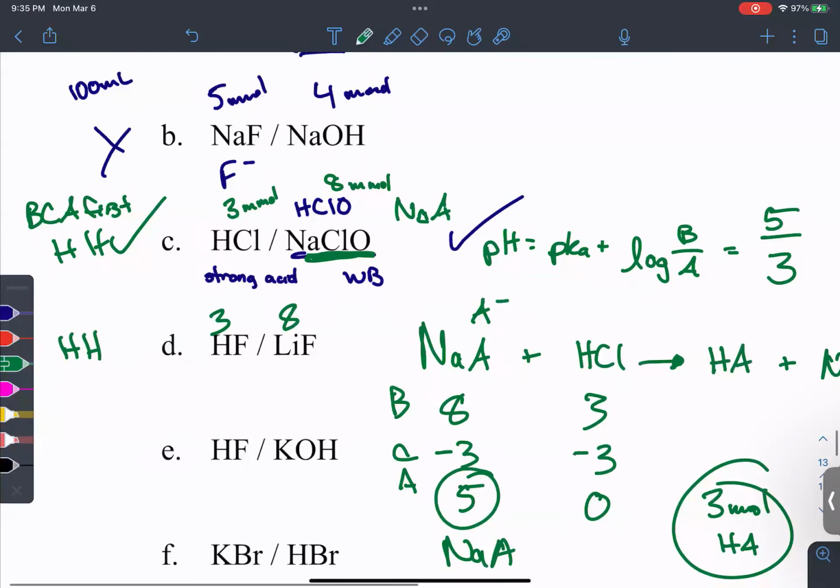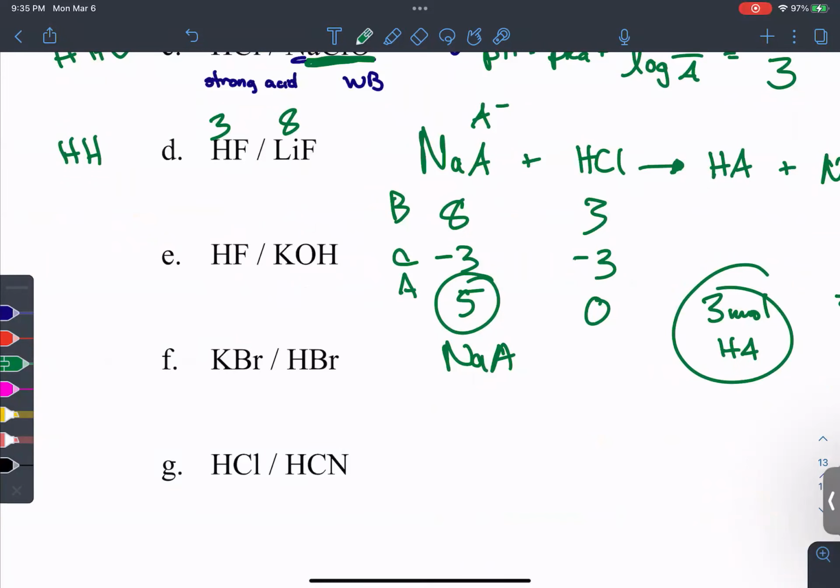All right, HF and KOH, is that a buffer? Yes, it is, because HF is a weak acid, and KOH is a strong base. When you add a strong base to HF, what do you make? What's your product? You make F minus. And so that's a different way we can make a buffer.